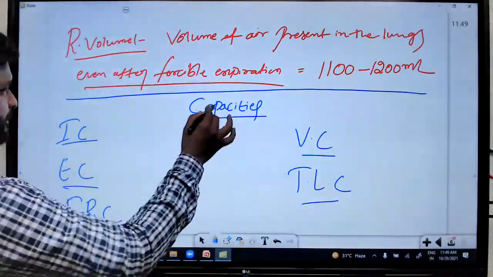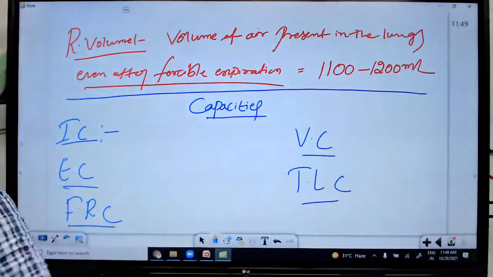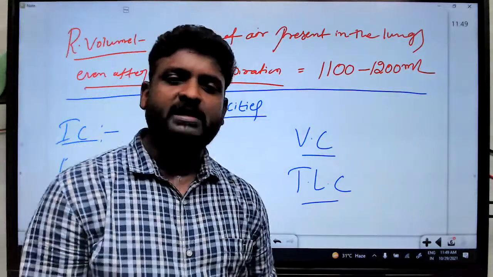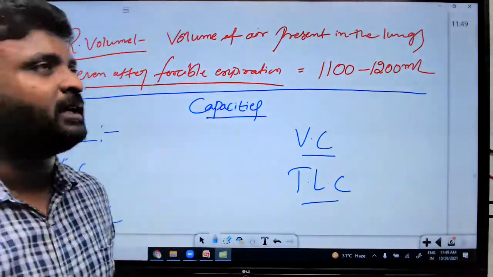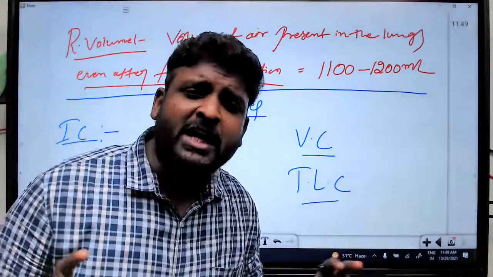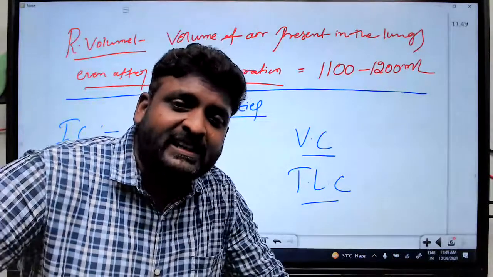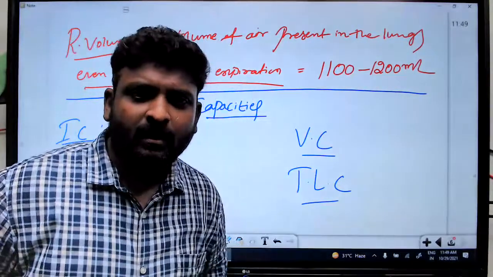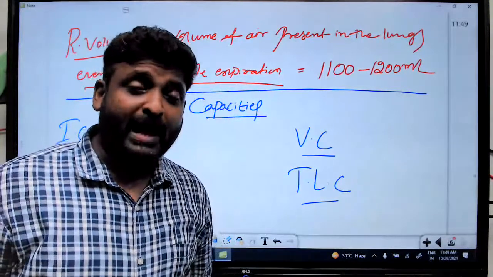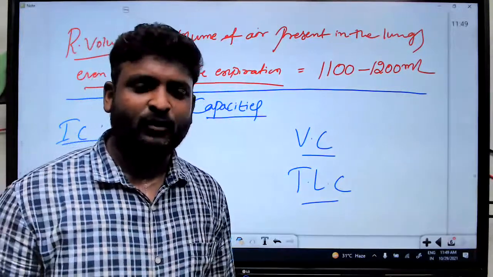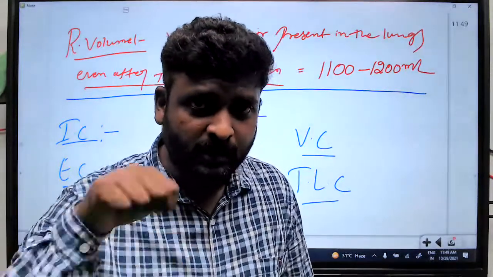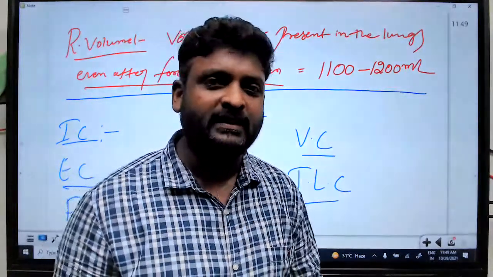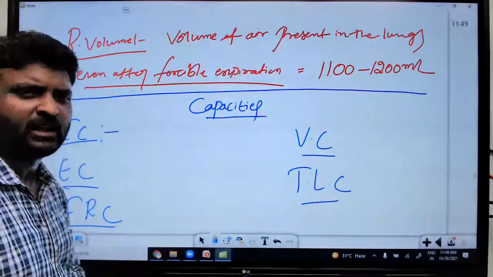First one we have discussed about capacities. In that, what is the meaning of inspiratory capacity? Listen to me, it's very interesting. Inspiratory capacity means the total volume of air a person can inspire after normal expiration. First you have to do normal expiration, then you can do forcible inspiration. This is inspiratory capacity.